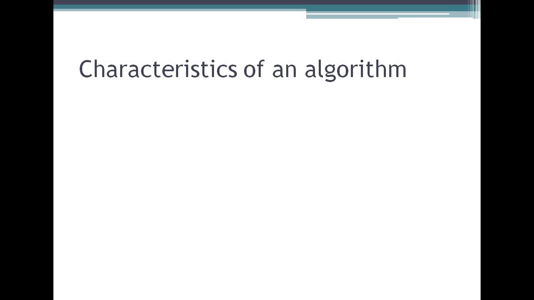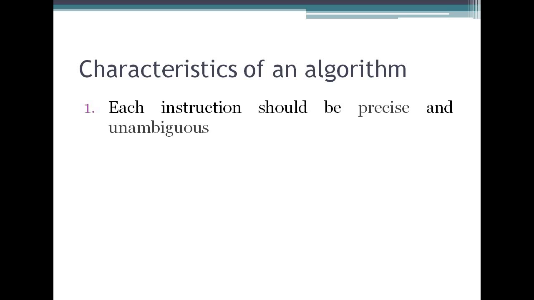So there are some specific characteristics of an algorithm which we have to follow while writing an algorithm. The first characteristic is each instruction should be precise and unambiguous. Now what do you mean by precise and unambiguous? Precise means the instructions given in the algorithm should be short, small and clear. Unambiguous means clear. So when we read a step from an algorithm, it should be clear to all. It should not make the programmer more confused.